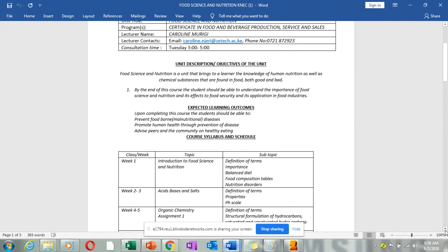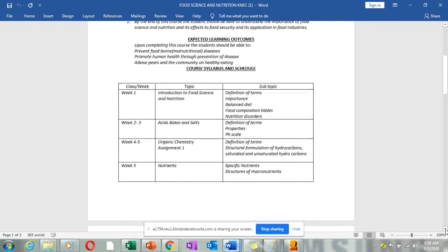It is a unit that brings the learner to the knowledge of human nutrition as well as the chemical substances that are found in food, both good and bad. By the end of this course, the student should be able to understand the importance of food science and nutrition and its effects on food security and its application to food industries. Upon completion of this course, you should be able to prevent foodborne or malnutritional diseases, promote human health through prevention of disease, and advise peers and the community on healthy eating.